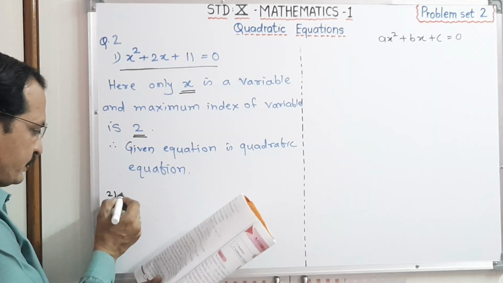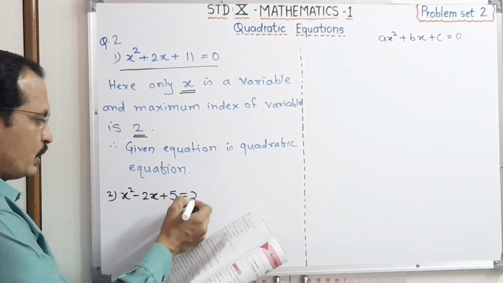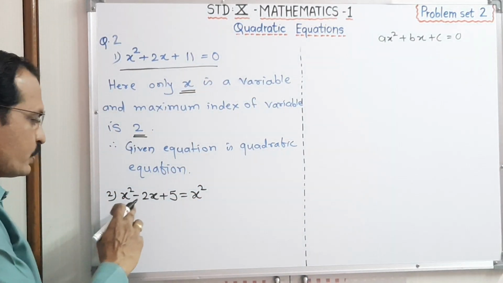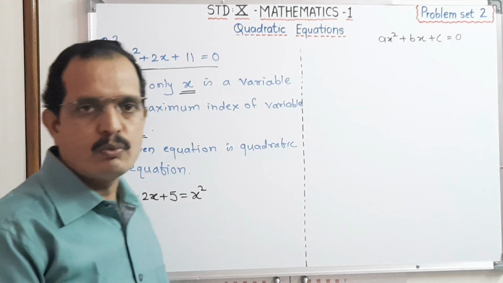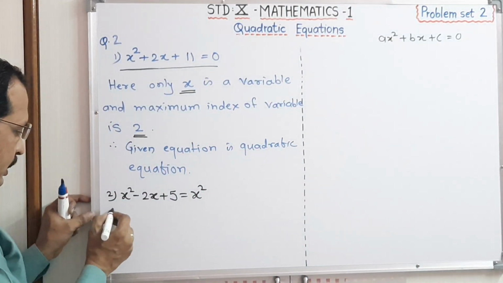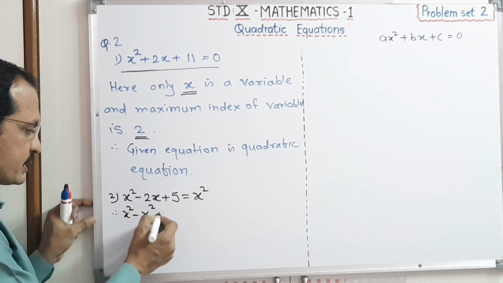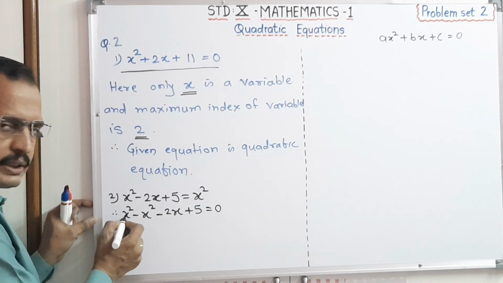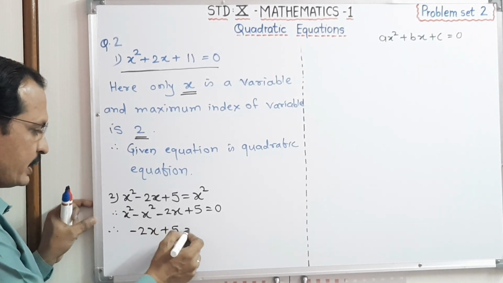In the second equation we can write x square minus 2x plus 5 equal to x square. Now see dear student, here x square minus 2x plus 5 equal to x square. Now it is not in a standard form. We have to convert it into the standard form. For that purpose, we take x square on this side, it becomes minus x square. This minus 2x as it is plus 5 equal to 0. Now this plus x square minus x square gets cancelled, it is 0. Then it is minus 2x plus 5 equal to 0.